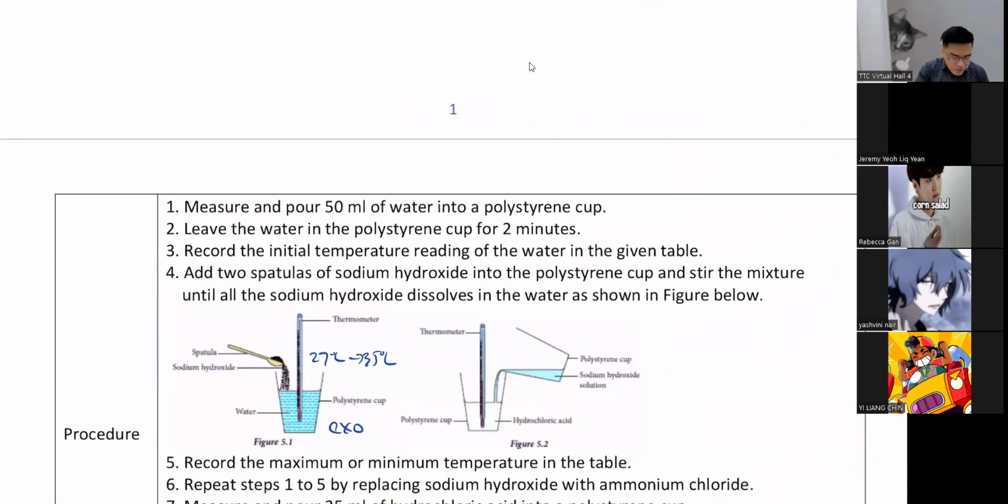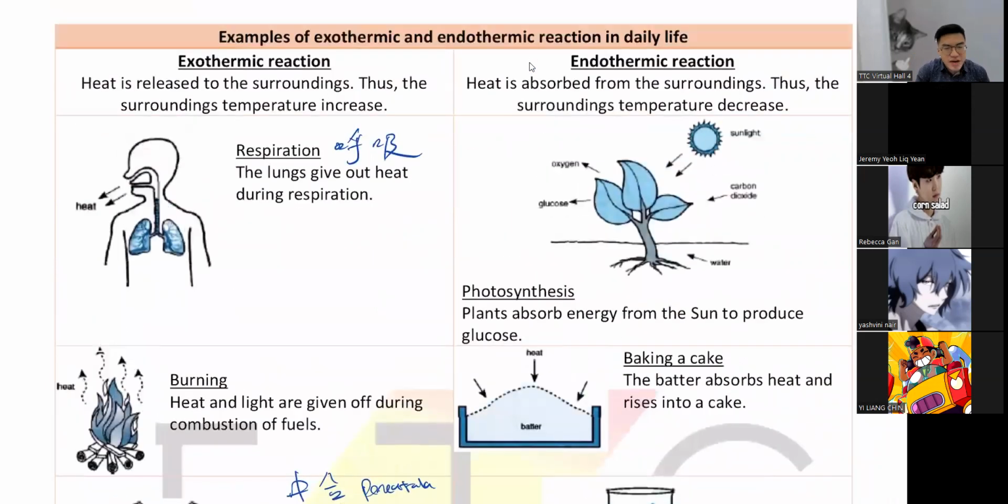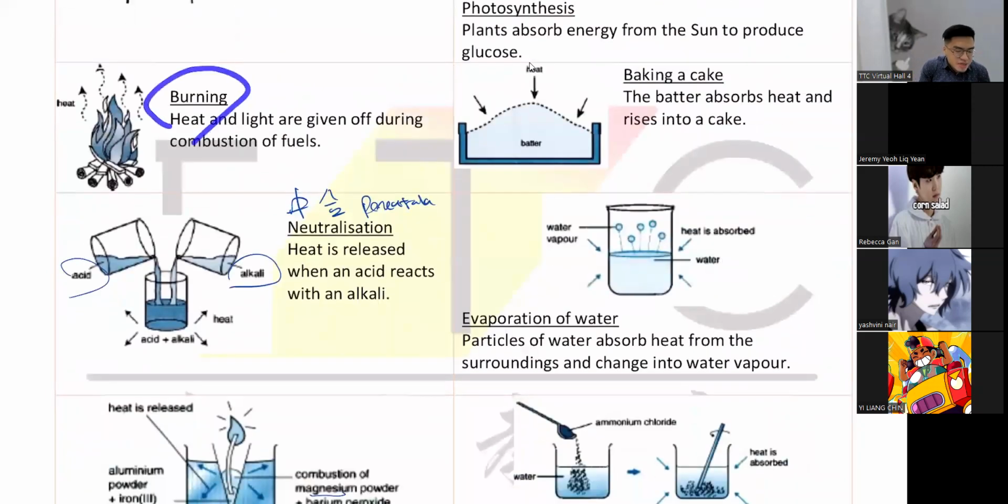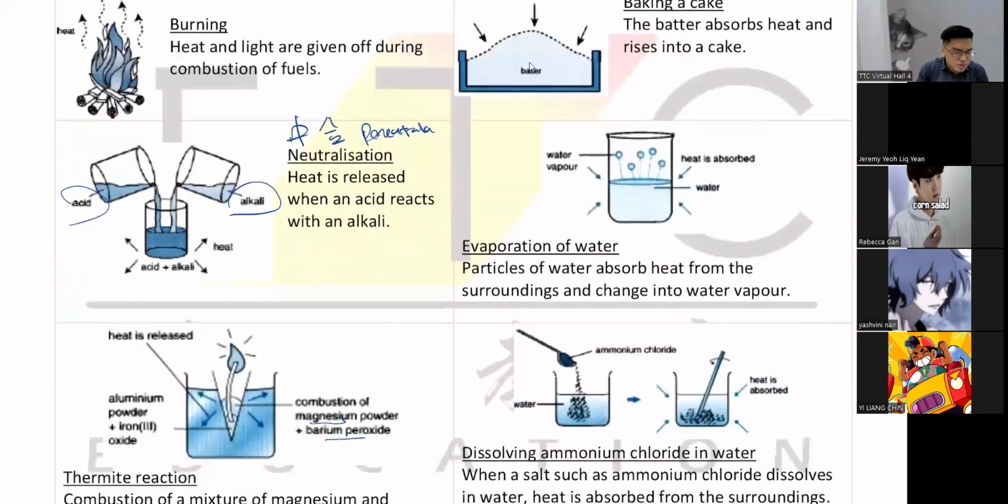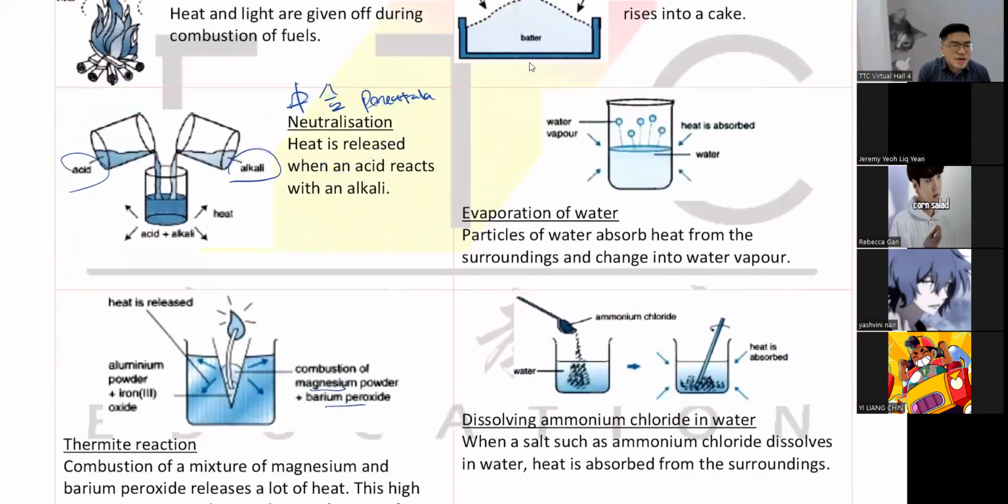And last week we mentioned examples of exothermic reactions. First, you have respiration. Just think of your body temperature. When you do respiration, your body becomes hot. You have body warmth. So this is why respiration is exothermic. Then burning: when you burn something, the surrounding becomes hot, exothermic. Neutralization is also exothermic, because when you add acid and alkali, the temperature will increase by just a little, maybe 3 to 4 degrees. Not much, but at least it's still an increase.